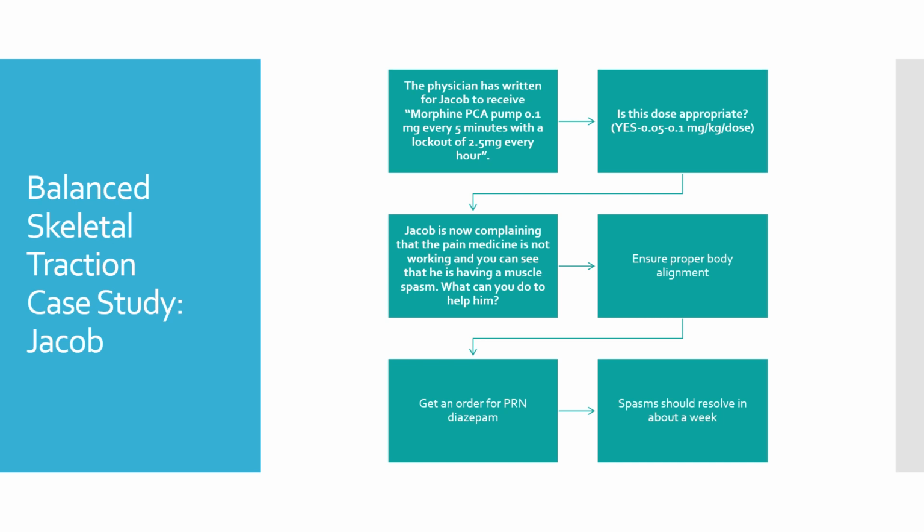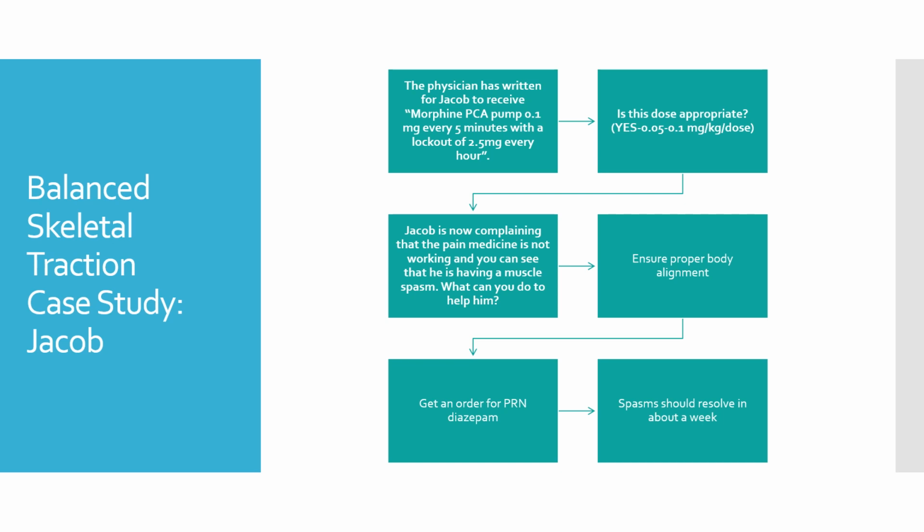So the physician has written for Jacob to receive morphine PCA pump 0.1 milligrams every 5 minutes with a lockout of 2.5 milligrams every hour. So is this dose appropriate? So with morphine, I have it up here for you in case you need to calculate this, but it is an okay dose. It's from 0.05 to 0.1 milligrams per kilogram per dose. So that dose is correct.